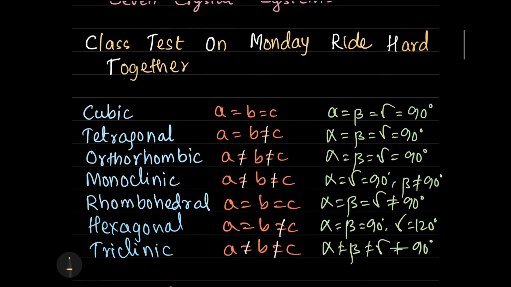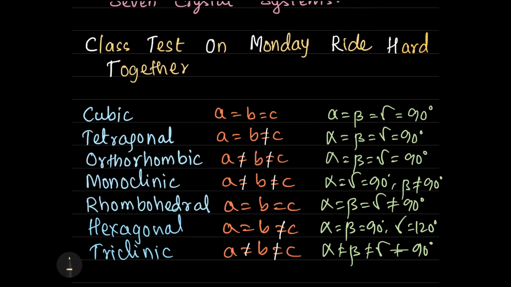By using the crystal systems, as you can see here, cubic is a is equal to b is equal to c, where the angles alpha is equal to beta is equal to gamma is equal to 90 degree. The second is tetragonal: a is equal to b, where b is not equal to c, and alpha is equal to beta is equal to gamma is equal to 90 degree. In the case of orthorhombic, a is not equal to b and b is also not equal to c. Next, the interfacial angles alpha is equal to beta is equal to gamma is equal to 90 degree.